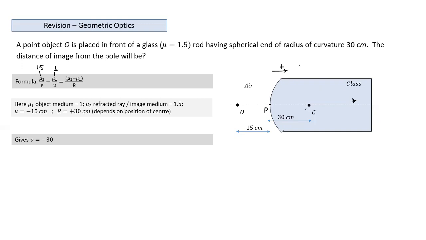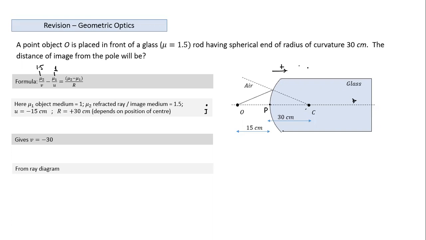So the image will form at a distance, which minus means what? It will form on the left hand side of the pole, and this is 15 centimeters. So if you extend this, somewhere the image will form. And let's try and understand in terms of ray diagram. How do you understand from the ray diagram?